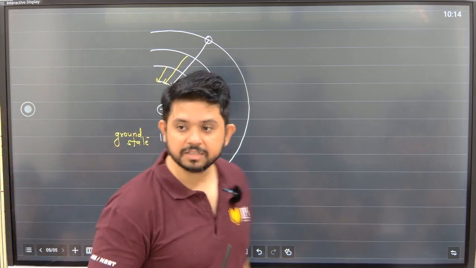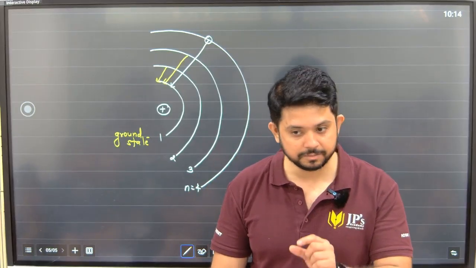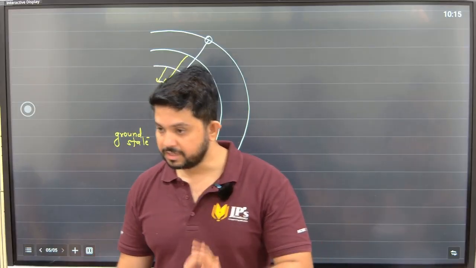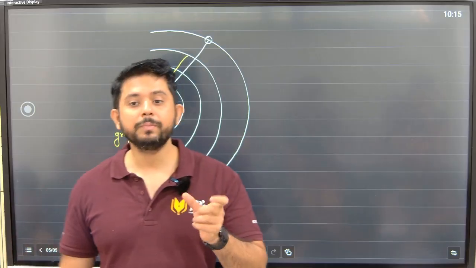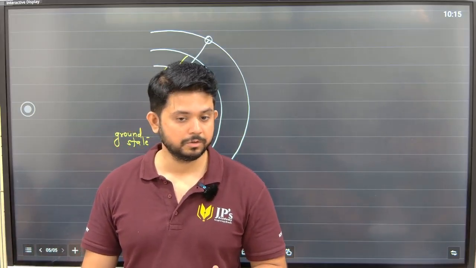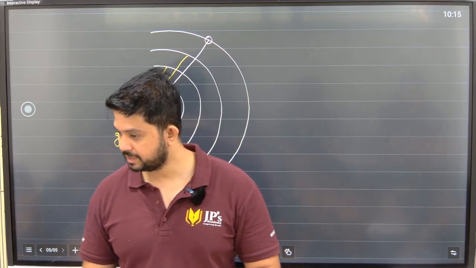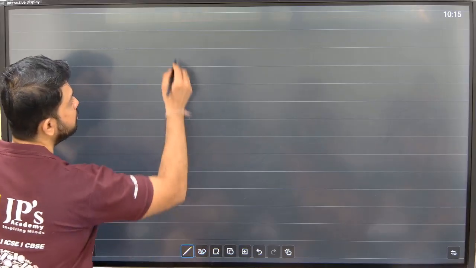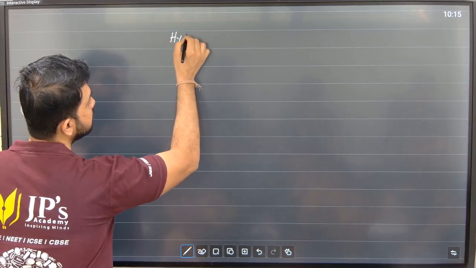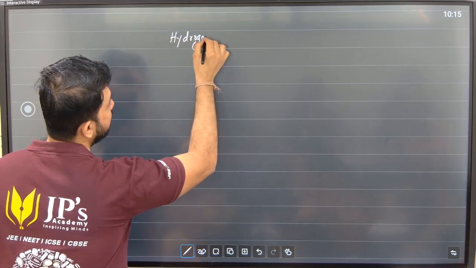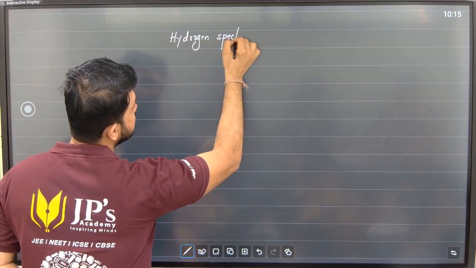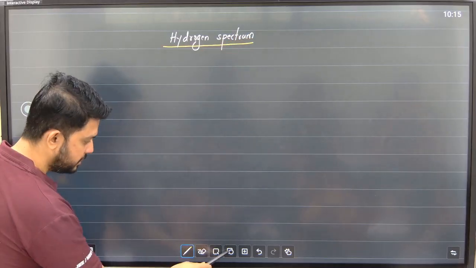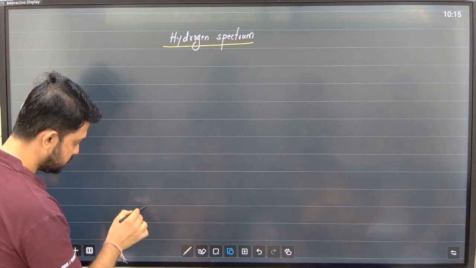Every time this transition is taking place, it will release a photon which will have a characteristic wavelength which may or may not belong to the visible range. Did you people get that? Yes or no? And for that we study what is called the hydrogen spectrum. So people, we start with the ground state.